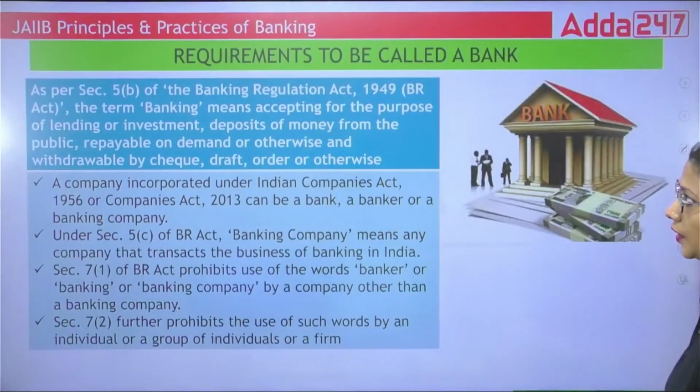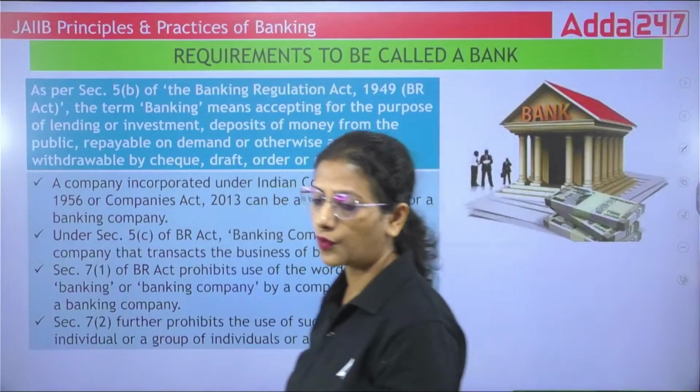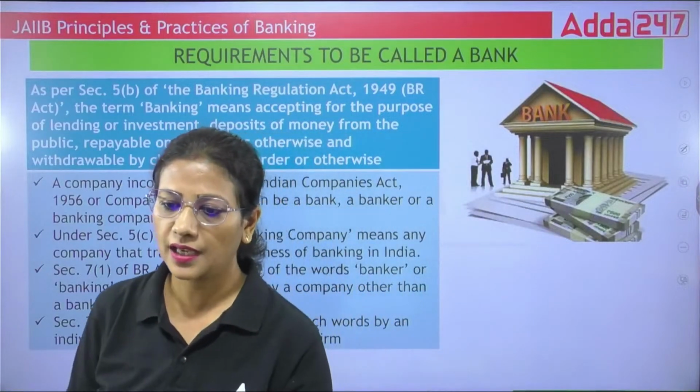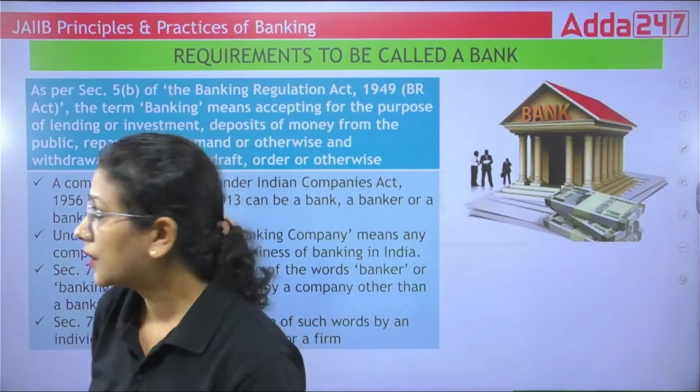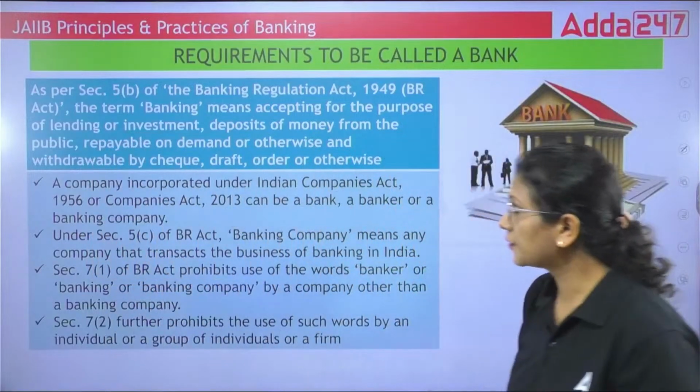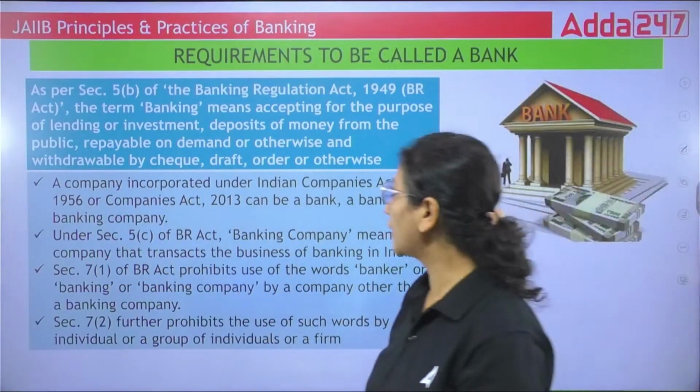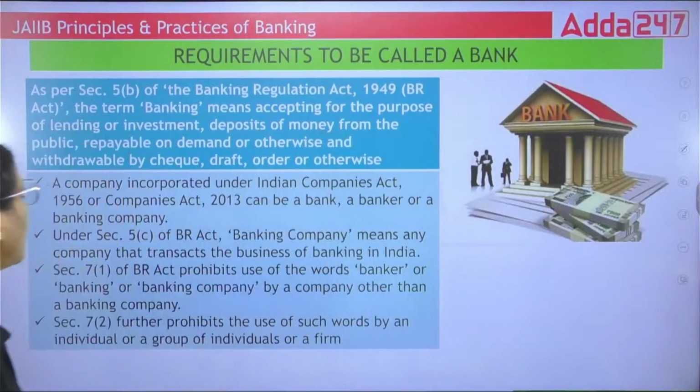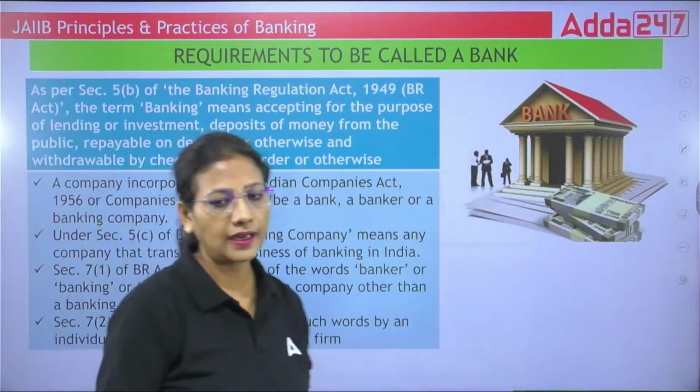So first of all, what is a bank? What requirements are there to be called a bank? As per Section 5B of the Banking Regulation Act 1949, the term banking means accepting, for the purpose of lending or investment, deposits of money from the public, repayable on demand or otherwise, and withdrawable by check, draft, order, or otherwise.